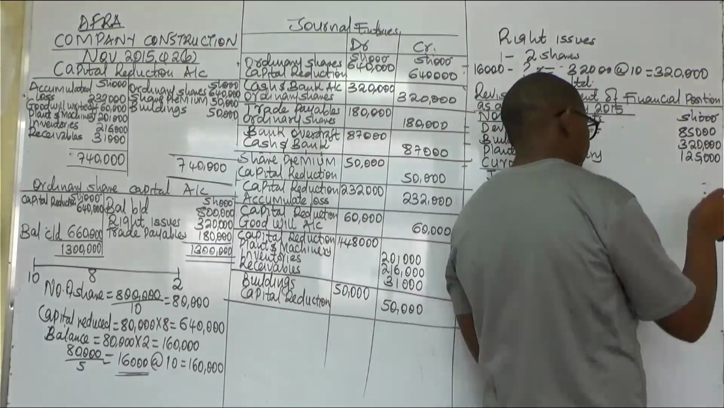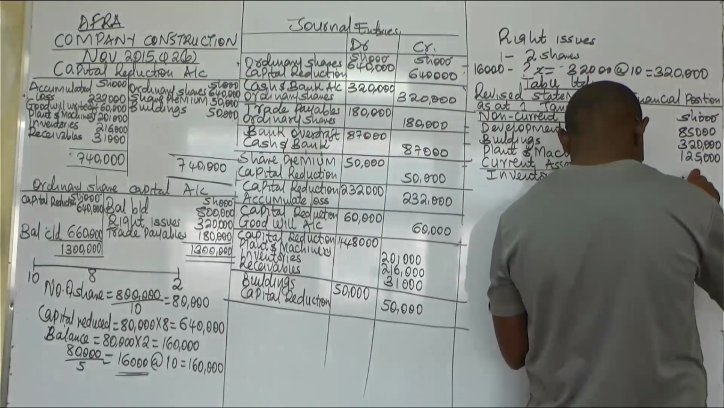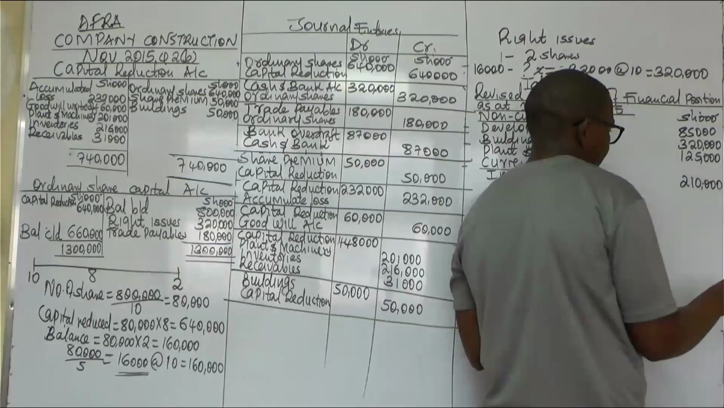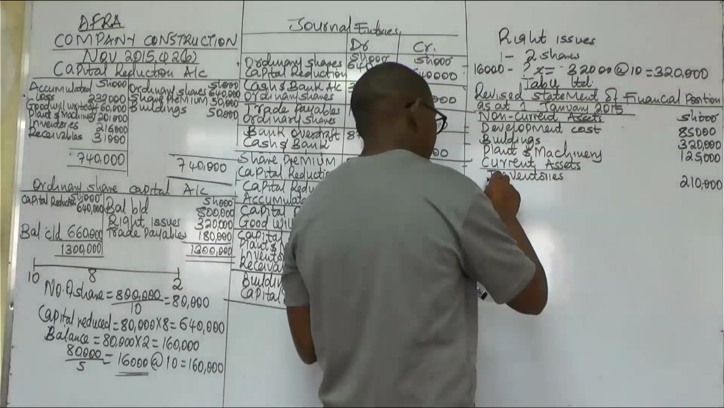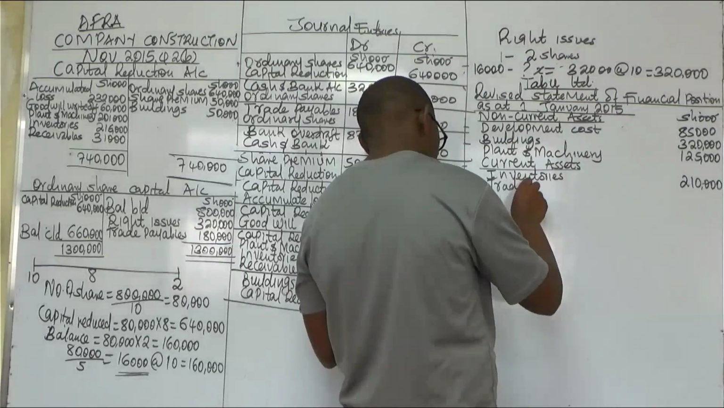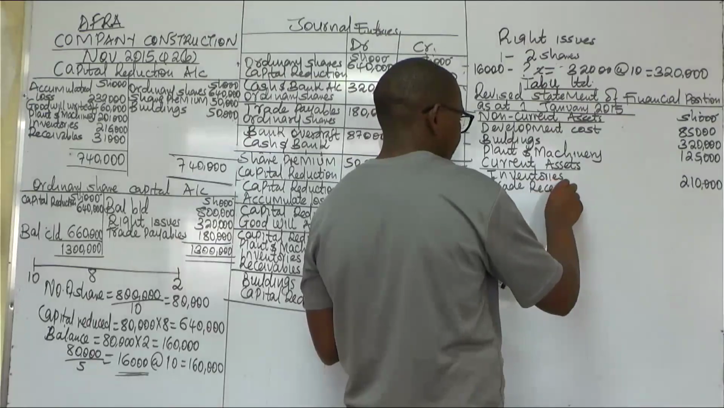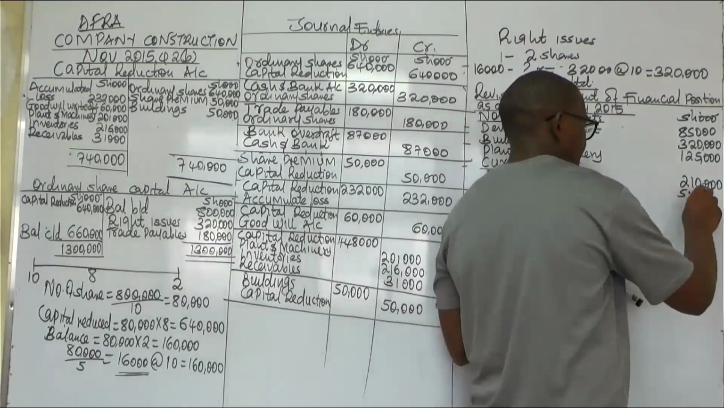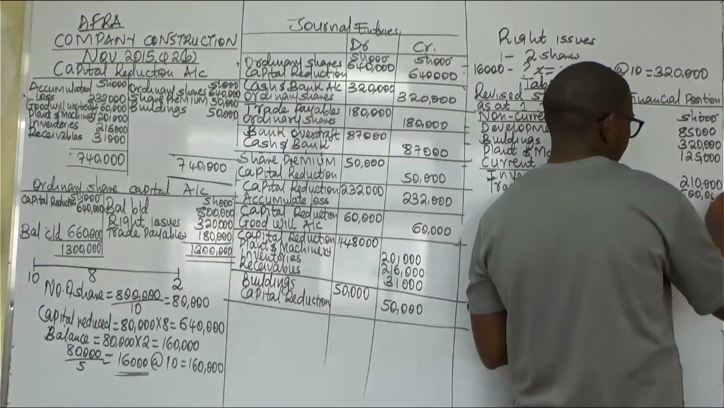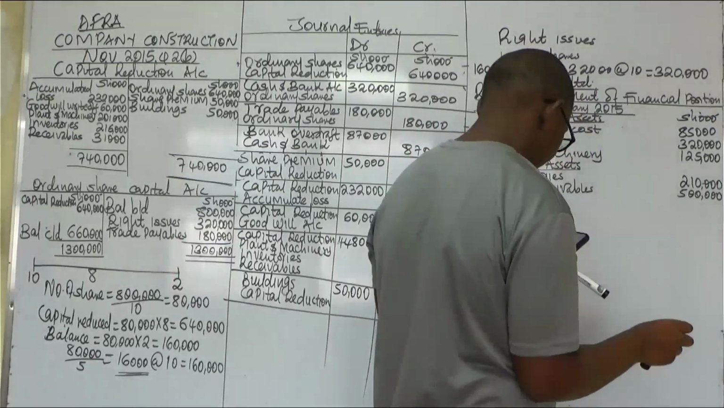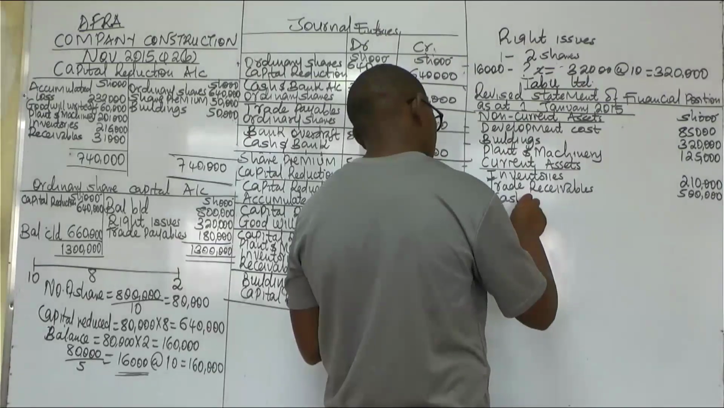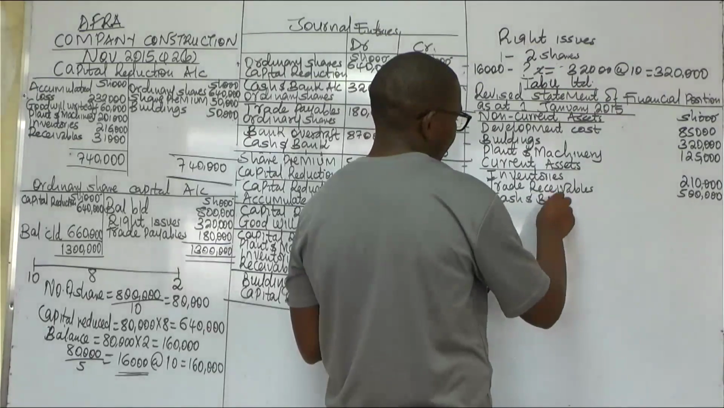Inventories ni za ngapi? 210. The next one is the trade receivables. They were written down to how much? 500,000. Then I will have the cash and bank balance.